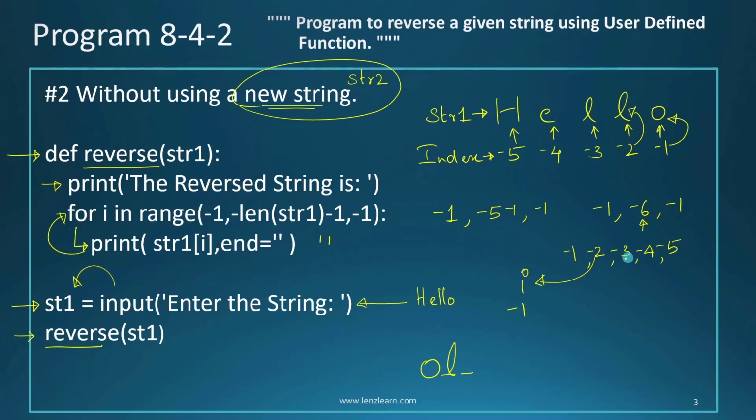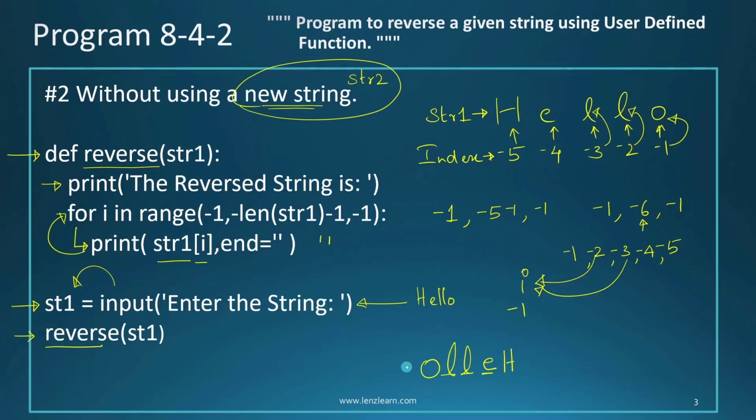I'll go back to 4 again. Now -3 will be loaded into I, and now I will print str1[-3]. So now that will print the next L. The cursor will go to the next position. Again, the for loop will work. -4, I will print E, and -5, I will print H. Okay, and the program will stop.